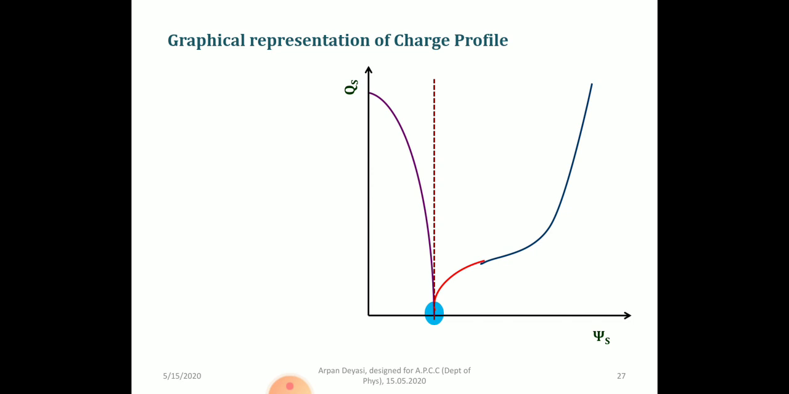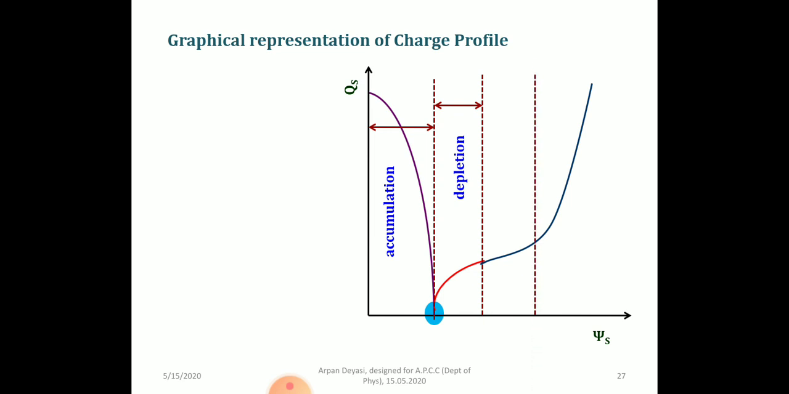So what does it mean? This portion will be represented by the accumulation condition. Again, at the orange portion, I am drawing another parallel vertical line. So this is also parallel to the Qs axis. That gap from flat band to depletion is known as the depletion condition.